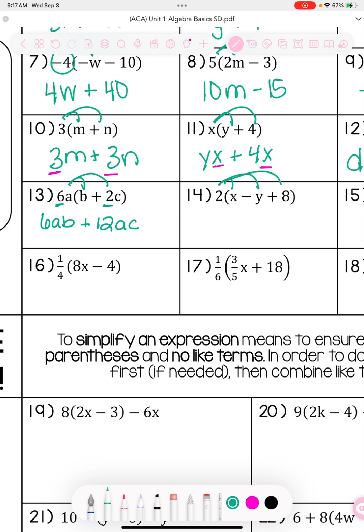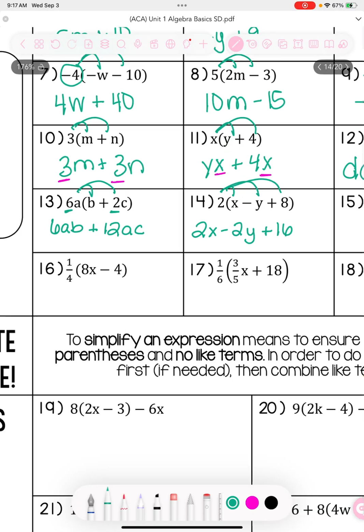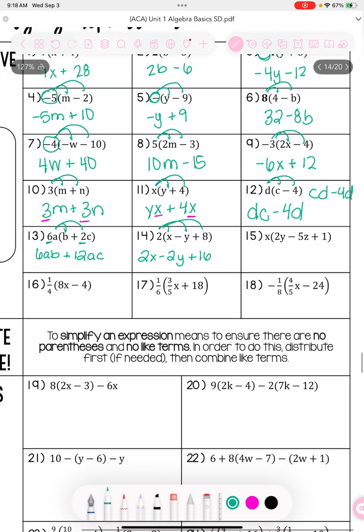Distributing this one in, I have 2x minus 2y plus 16. So 2 times all of those things. Now we have just an x. So the 2y stays, we distribute in the x. The 5z stays, we distribute in the x. And the 1 stays, so we have 1x, but we just write 1x as x. So again, if we undistributed, which we're going to call factoring at some point, we can take that x out.